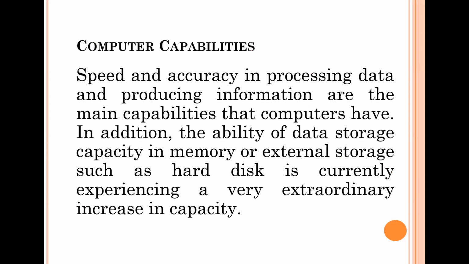Then we continue with the computer capabilities. Well, when we talk about the capabilities of the computer, of course, the speed and the accuracy of processing data is very important. And the main capabilities of the computer can be defined by the speed and the accuracy. Yeah, we can define the capabilities of the computer by seeing the speed, the accuracy, their performance of doing such a kind of task.